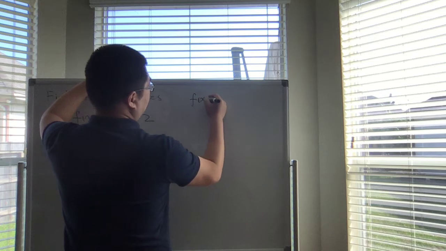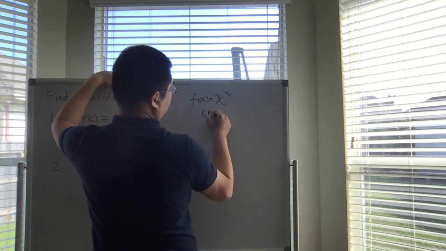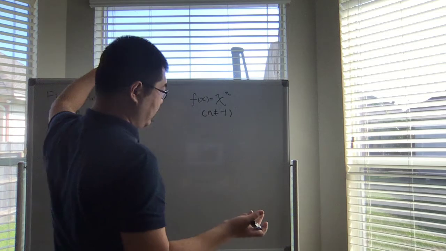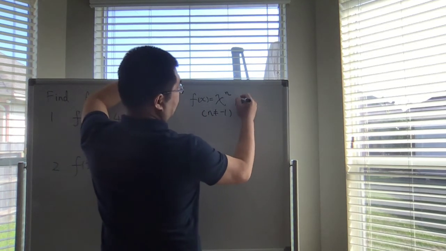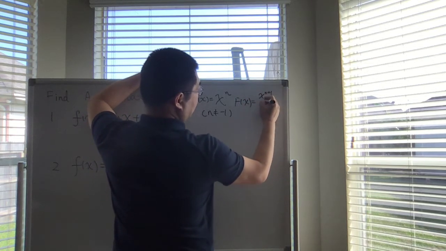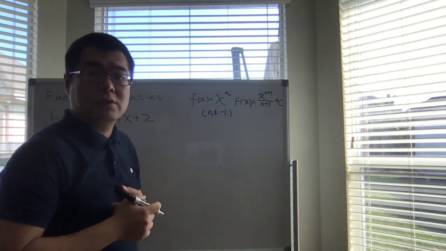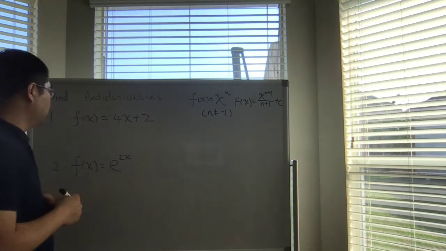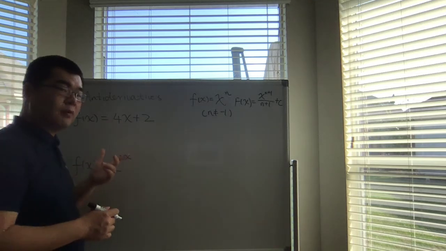If the function f(x) is x to the power n, also make sure that n cannot be -1. n can be any integer except -1. Then its antiderivative is going to be x to the power n plus 1 over n plus 1, plus a constant c. Okay, so that's the first formula. So we actually can use that to deal with our first problem here.